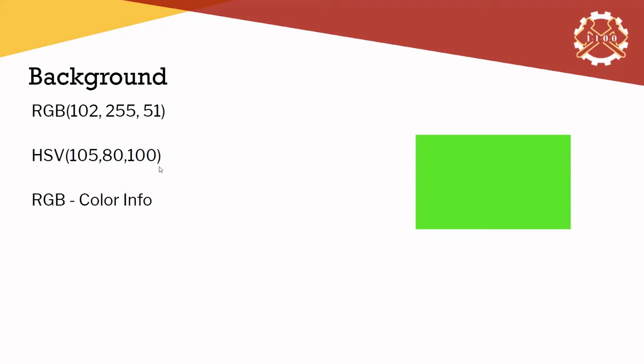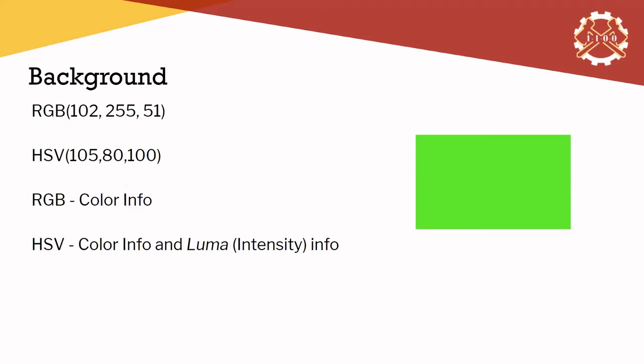Since RGB really only communicates color info, if you were given these three RGB values, all you'd be able to say is that it's a green color that looks like this. Hue saturation values give us both color info and intensity info, so we can tell how bright or how dark this actual image is.